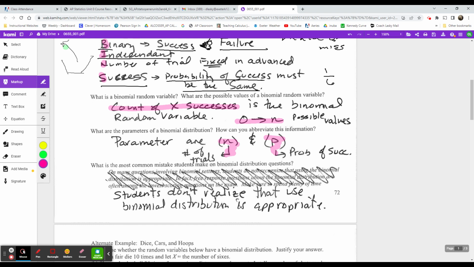What are the common mistakes? Most of the time, they don't realize that they are supposed to check whether using a binomial distribution is appropriate. That's usually the biggest issue.